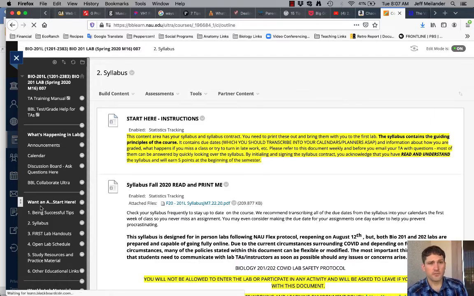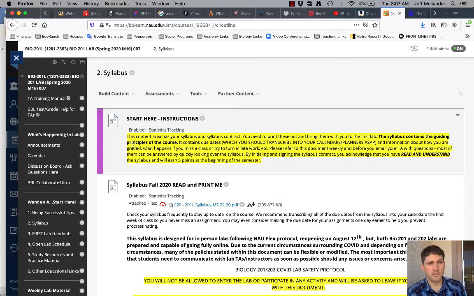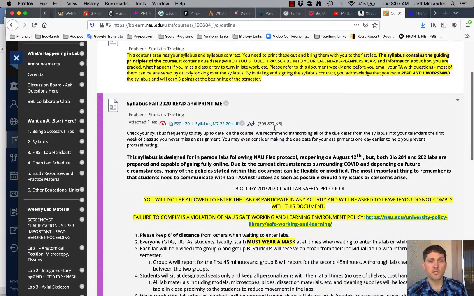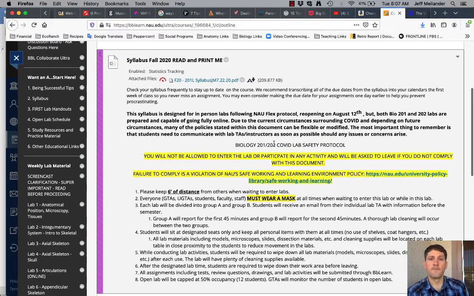Number 2 here is our syllabus. You can see we've got another set of instructions. This contains our guiding principles of the course. You should transcribe the due dates into your calendars. So again, just some basic information. We have our updated syllabus here that will transfer into your shells. Students are going to be expected to download and read this, and they're going to sign a syllabus contract.